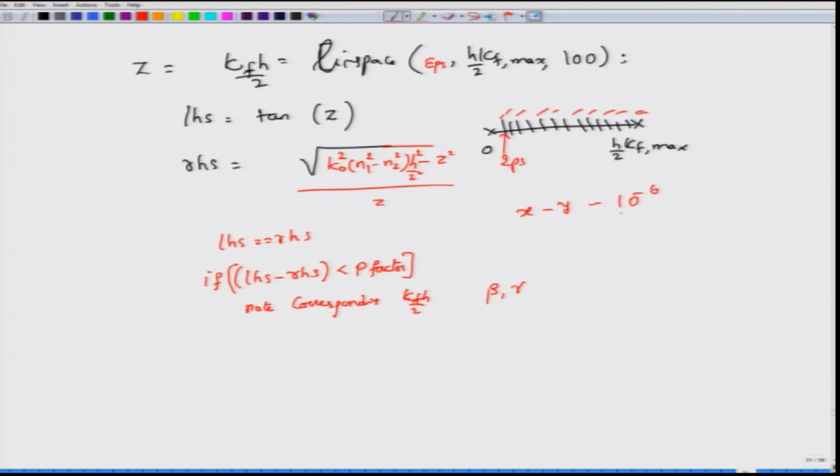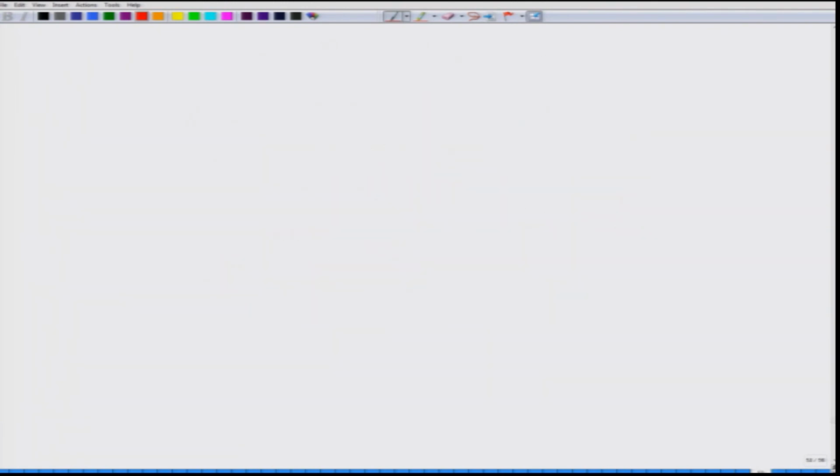This P factor could be any value that is dependent on the application that you have, but in general, looking at the range of kappa f, an error difference of about 10 to the power minus 6 or 10 to the power minus 3 would be sufficient, right. So, once you have figured out that P factor, then you can stop the program and note down the corresponding value of kappa f h by 2, and that would give you beta versus gamma. So, this is a numerical way of solving for the characteristic equation, okay.